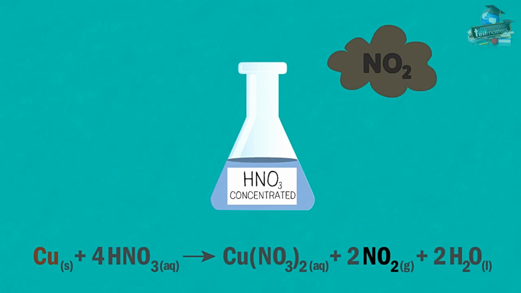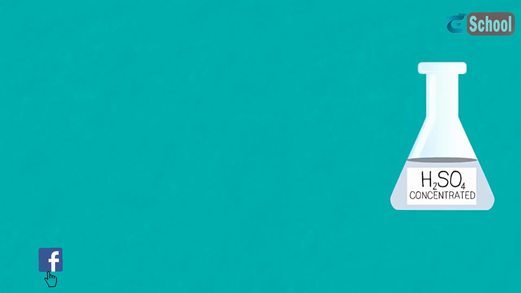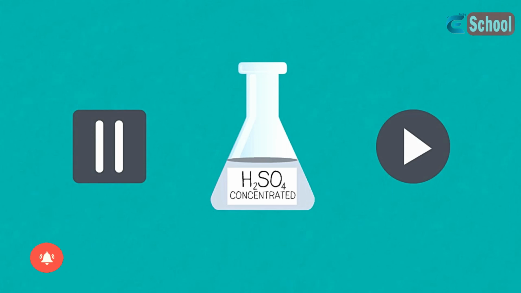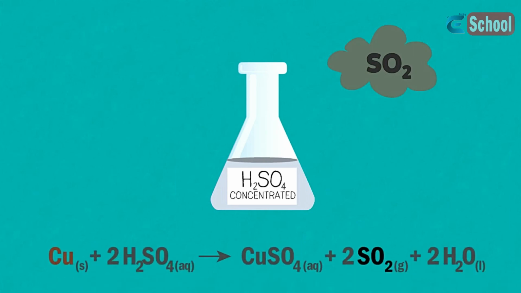However, you should be warned that nitrogen dioxide is toxic. Finally, what about when copper reacts with concentrated sulfuric acid? Can you predict what will be produced? Pause the video, try and write an equation, and continue when ready. The correct answer is that sulfur dioxide is formed in the following reaction. The sulfur dioxide produced in this reaction is toxic, so care must be taken.